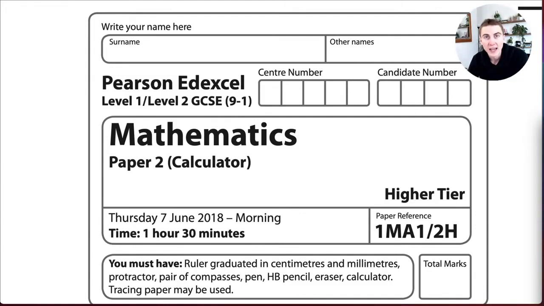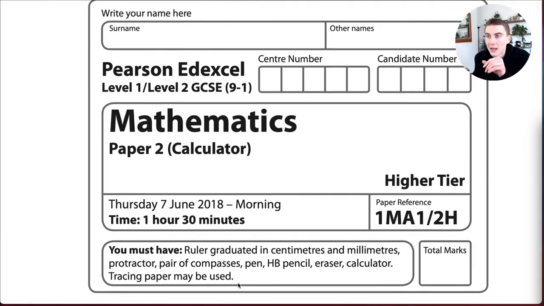Today we're doing a maths paper. So as you can see here, this is the Edexcel 2018 paper 2. This is a calculator paper, and we chose Edexcel basically because it's one, the most common exam board, and two, it's pretty similar to all the other exam boards. So if you're doing AQA or OCR or International Edexcel, this is still basically going to be perfect for you.